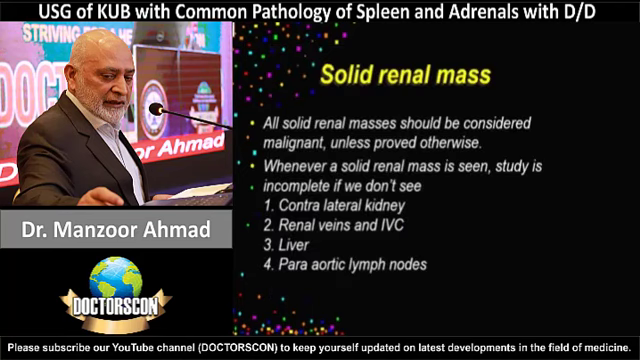Solid renal masses are also seen, and whenever we see a solid renal mass, it is supposed to be malignant unless proved otherwise. And whenever you see a solid mass within the kidney, you have to look at the contralateral kidney, renal vein and IVC, to rule out mets in the liver, and the para-aortic lymph nodes also have to be seen.